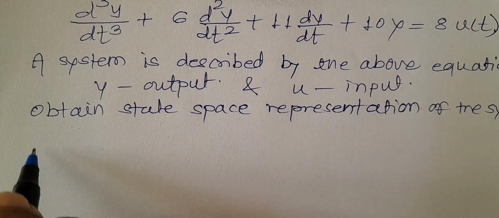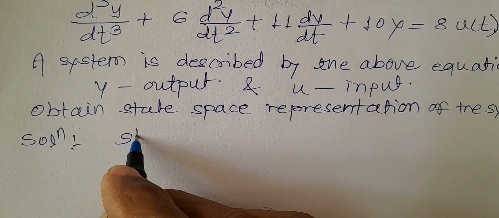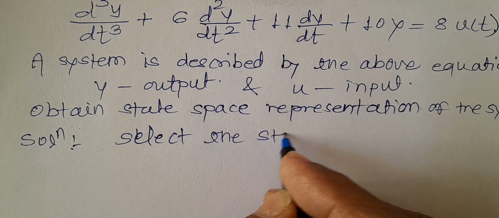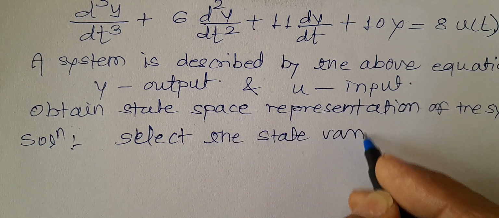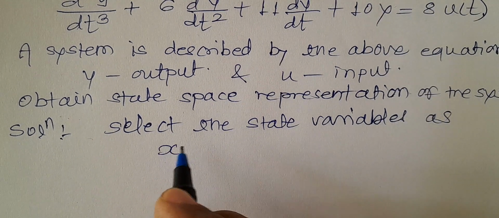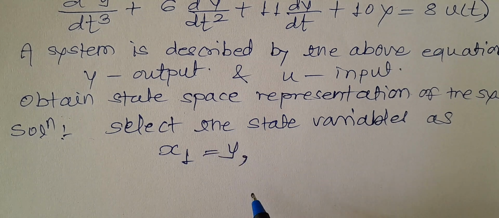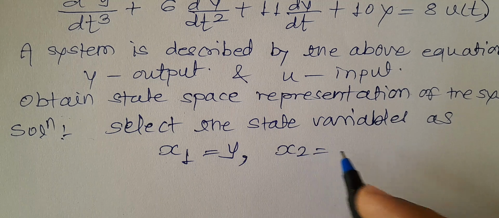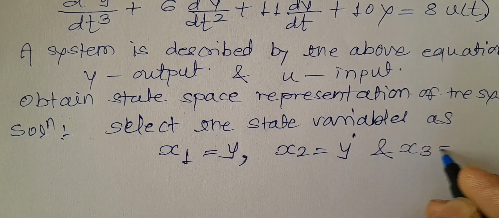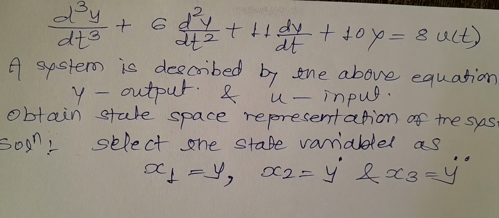So the solution is that we have to select the state variables as so: x1 is equal to y, x2 is equal to y dash, and x3 is equal to y double dash. Okay, so we have selected these variables.